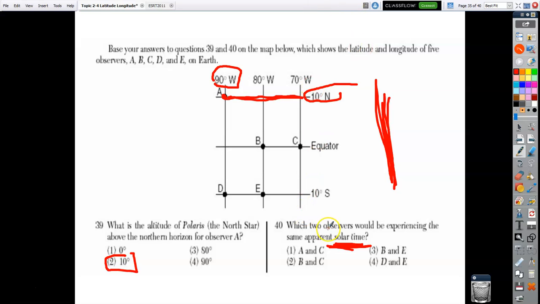So in this case, I want two places that are vertically up and down the same. Well, A and C, nope, because C is diagonal. B and C, nope, that's horizontal. That doesn't work. B and E, that works. D and E doesn't work, horizontal. So B and E would be my correct answer because they are on the same longitude. They're both at 80 west. So any place on this line would have the same solar time or time. Same thing.